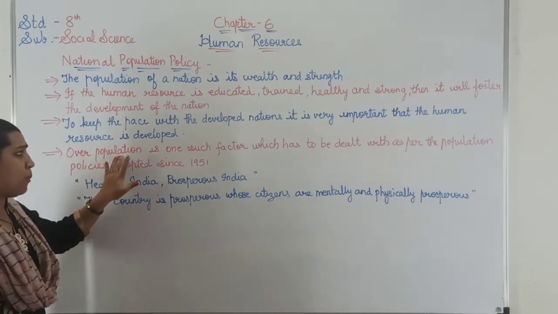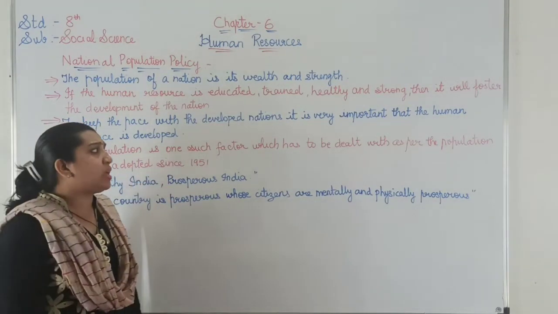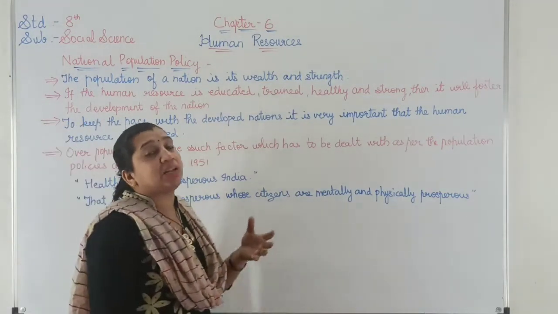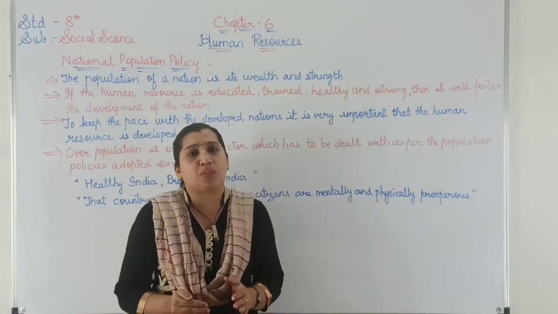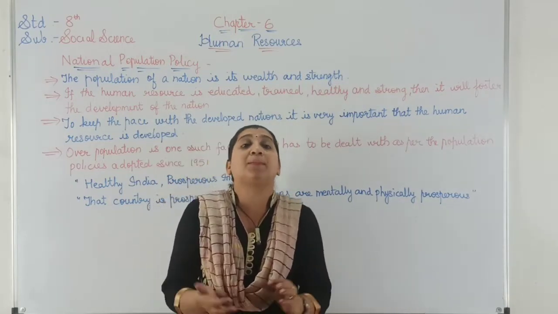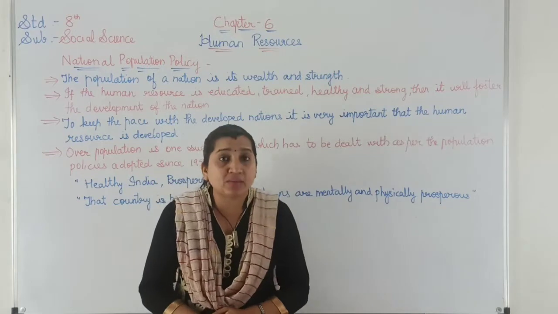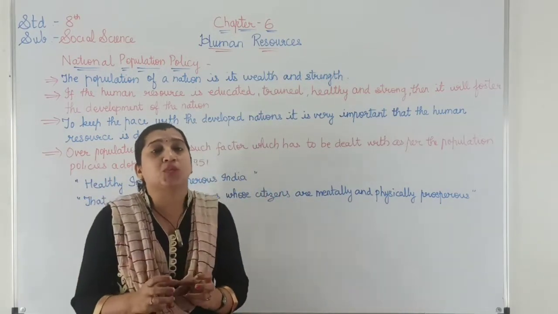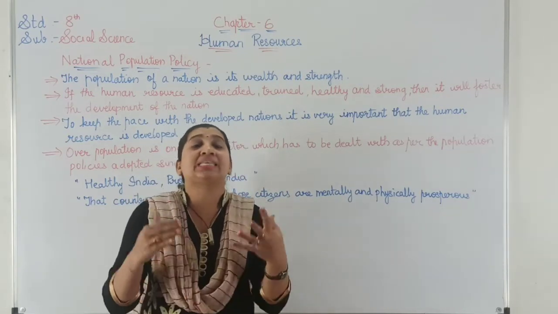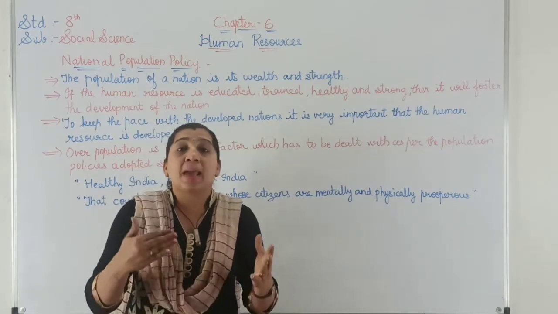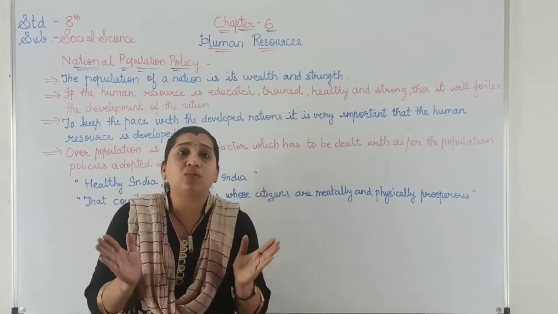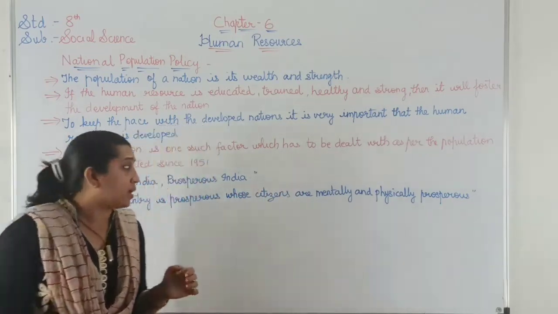Now here, overpopulation is one such factor which has to be dealt with as per the population policy adopted since 1957. And to have a balanced population in our country, India, the government is providing different types of facilities to the people. Already I told you that the government is providing midday meals, nutritious food, vaccination programs, treatment facilities, health and education to the people, so that as they are educated, they will know about controlling the population in our country, India.